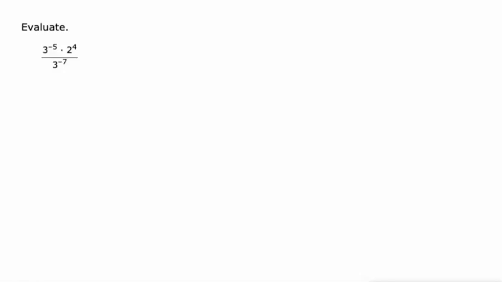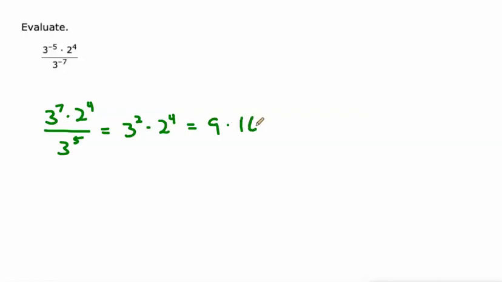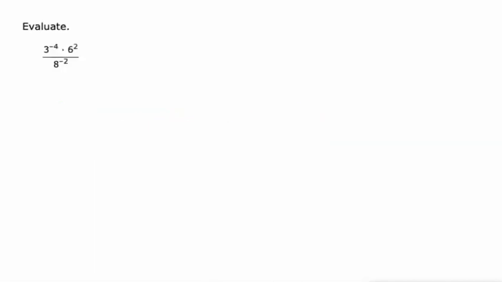A couple more. Again, probably easiest way to think about this, instead of doing negative 5 minus negative 7 with those exponents, which we could do because they have the same base, 3, most people will probably think about this like flipping them around to make the exponents positive. Because then we can do 7 minus 5 is positive 2. 3 squared is 9. 2 to the 4th is 16. And 9 times 16 is 144. You might have to grab a calculator there, unless you've got pretty good mental math and number skills.